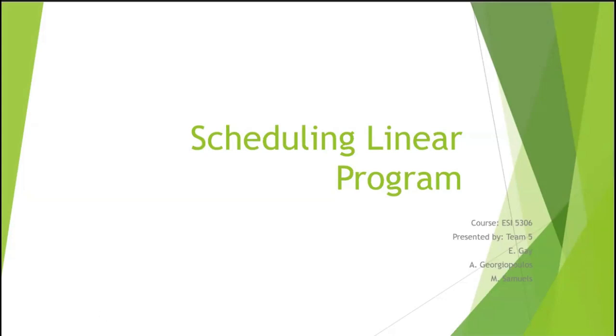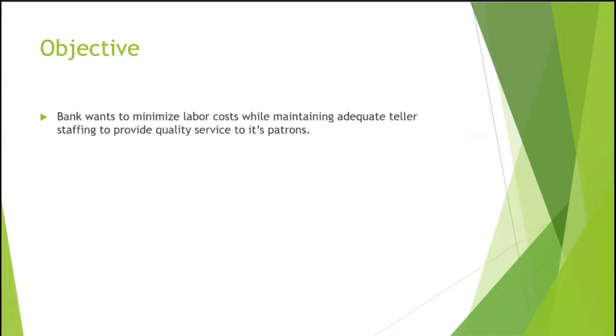We are Team 5, and we will be presenting a scheduling linear program. The objective of this program is to help Gotham Bank minimize its labor costs whilst maintaining adequate teller staffing in order to provide quality customer service to its patrons.